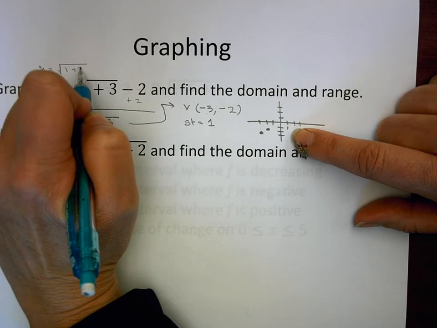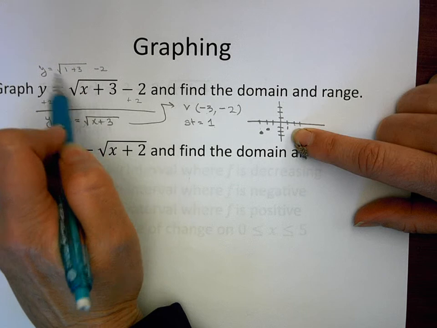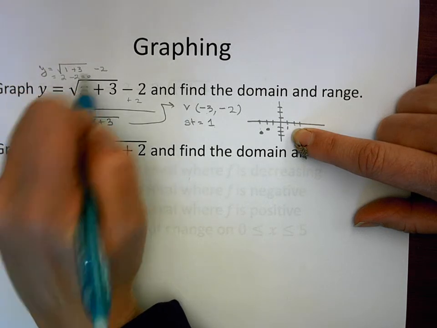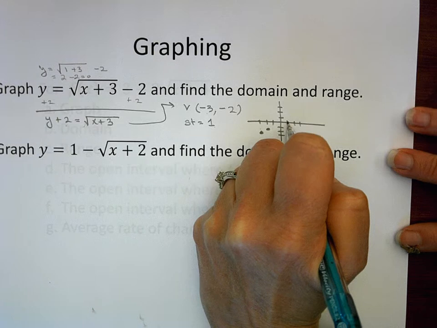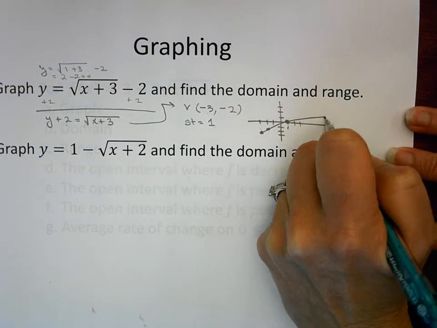So 1 plus 3 and then -2. So then this is 4. So the square root of 4 is 2 and then -2 is 0. So when x is 1, my y value is 0. And then that gives me my graph.